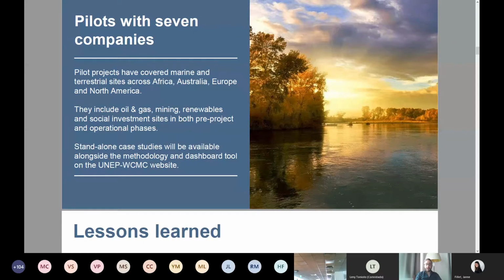And these case studies will be presented as standalone documents that will be available alongside the methodology and the various different tools to support it on our website, with the idea that they will present companies with an indication of, first of all, what the potential outcomes are for them by applying this methodology, and also highlight what some of the challenges may be in implementing the methodology and how these may be overcome. If we can move to the next slide.